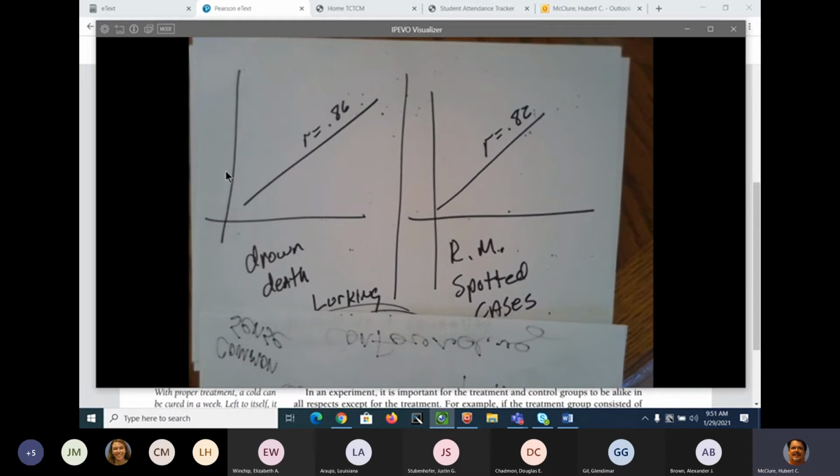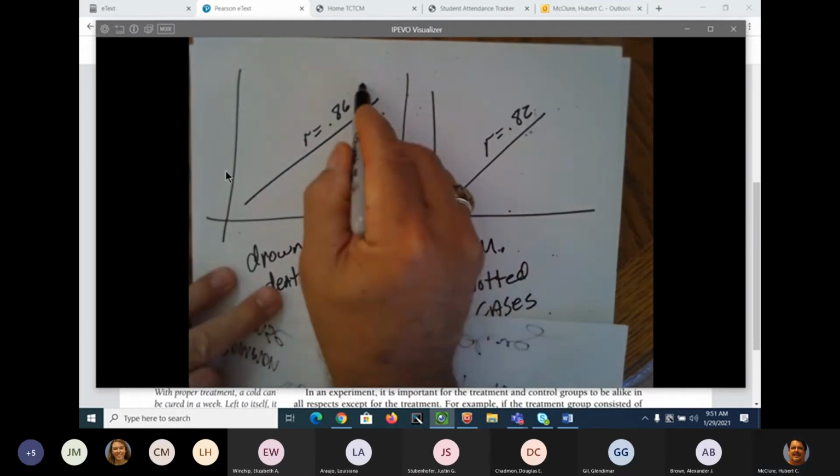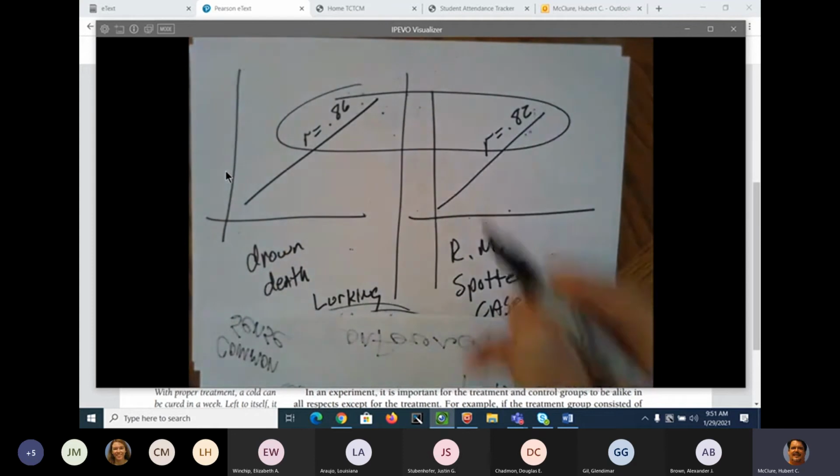Write that down because lurking variable could be on a test or a standardized test. What is a lurking variable? A lurking variable is something, kind of like glue that binds two things together in reference to what? Correlation.